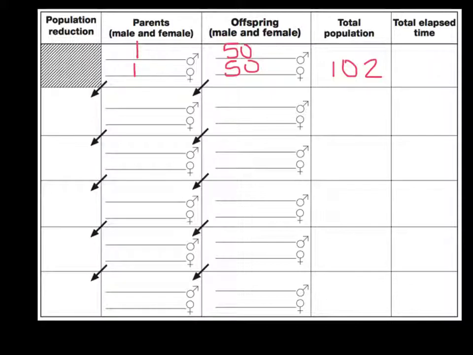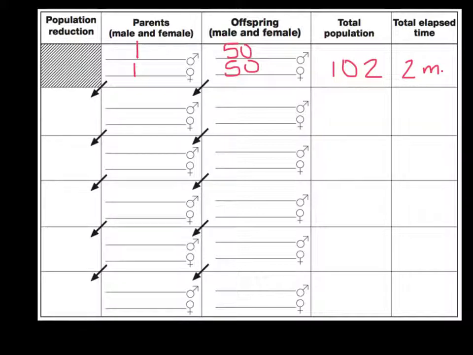Now, how long would it take us to have that generation produced? We're starting out with a male and a female at reproductive age. They produce offspring. How long would that take? 2 months. So we have 2 months as our time elapsed, and I'm just going to put a 2M for that.